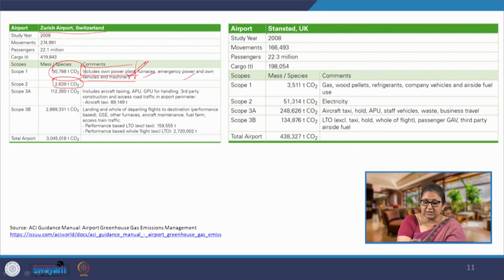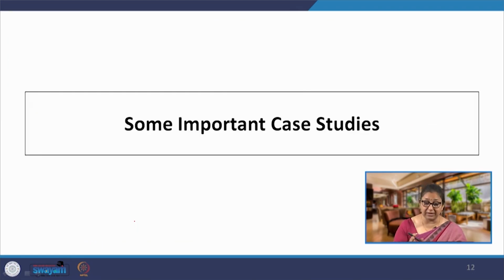Compare it with Stansted airport in the UK, and there we will see that in scope 1, we are talking about the fuel combustion for different processes using gas and wood pellets. There are fugitive emissions from refrigerants, company vehicles, all those, but the majority is coming from scope 2 emissions, which is largely the purchased electricity, the off-site electricity. So, in both cases we see that it is about the power that is getting consumed in the airports largely, and there we have to see where this power is really being consumed.